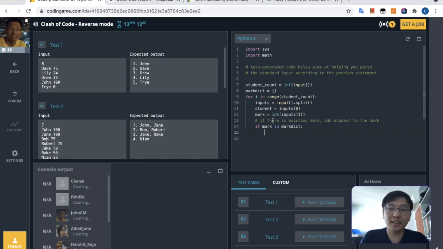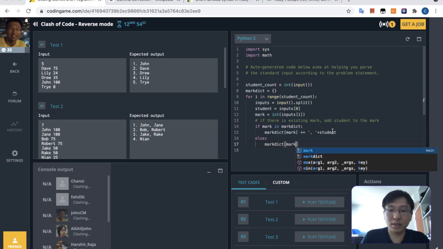So if there's an existing mark, we add the student to that mark. So mark dic mark plus equals, this will be a string, so we do a comma space plus student name. Else we create a new entry for this.